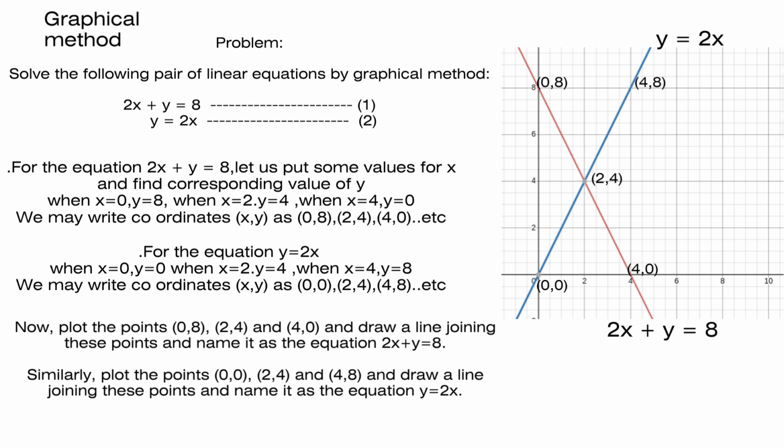For the equation y equals 2x, when x equals 0, y equals 0, when x equals 2, y equals 4, when x equals 4, y equals 8, so we can write the values of x, y as (0, 0), (2, 4), (4, 8), etc. Now, plot the points (0, 8), (2, 4), and (4, 0), and draw a line joining these points and name it as the equation 2x plus y equals 8. Similarly, plot the points (0, 0), (2, 4), and (4, 8), and draw a line joining these points and name it as the equation y equals 2x.